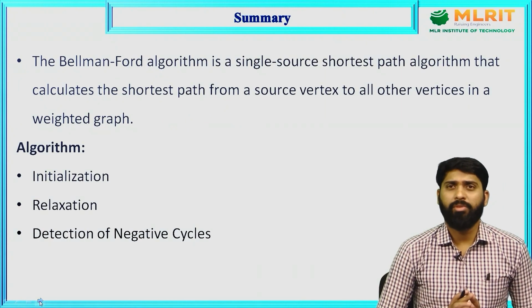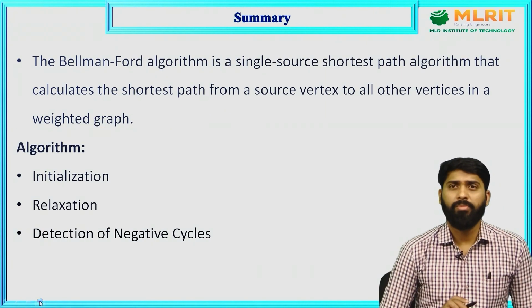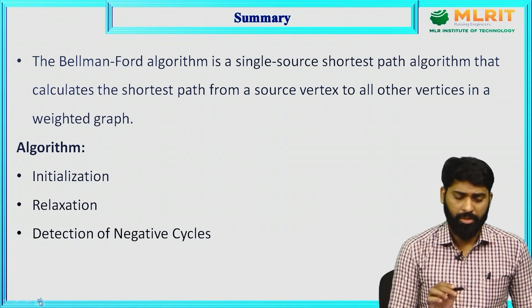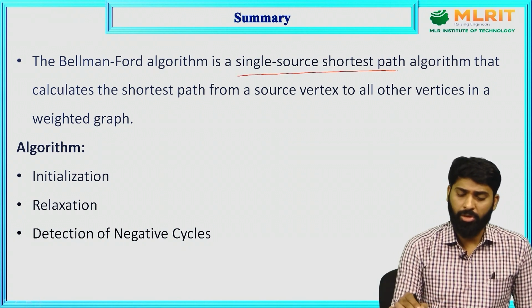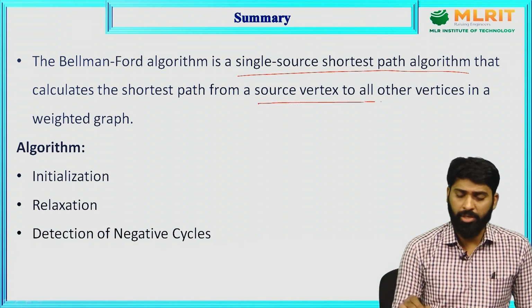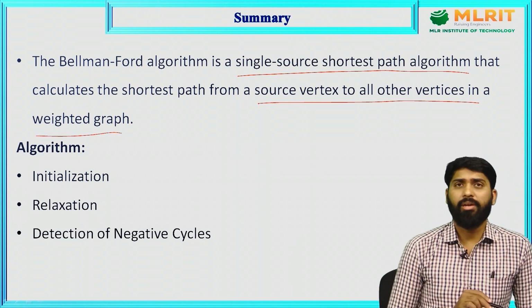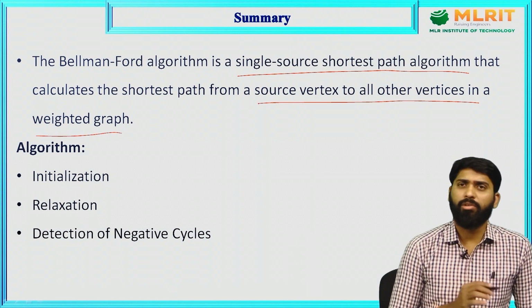Coming to the summary of the session. In this session we learned the Bellman-Ford algorithm. The Bellman-Ford algorithm is a single source shortest path algorithm that calculates the shortest path from the source vertex to all other vertices in a weighted graph. The weights may be negative weights also.